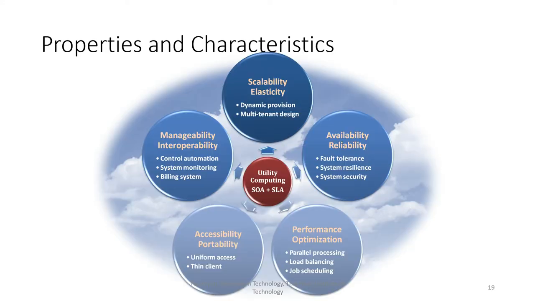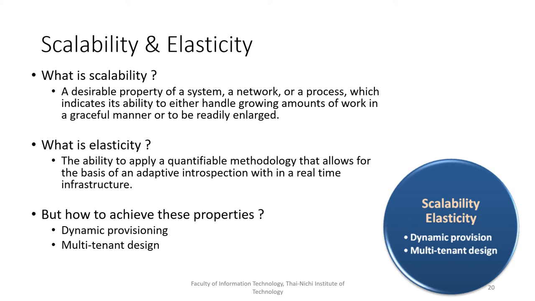So this is the architectural diagram which describes the essence of cloud computing. It has the central idea of utility computing, service oriented architecture, and service level agreement in the center, and on top of it we have the services of scalability, elasticity, availability, reliability, performance optimization, accessibility, portability, manageability, and interoperability. So first let's see about scalability. Scalability deals with the maximum number of users allowed to access a server.